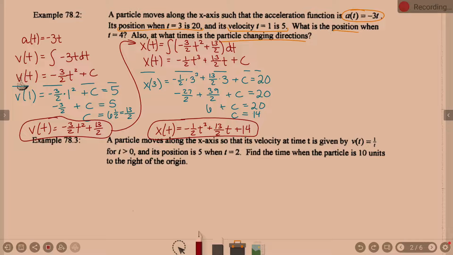Okay. Well, what are you finding first? Position when t is 4. So we're finding x of 4, if I'm not mistaken. So negative 1/2 times 4 cubed plus 13 halves times 4 plus 14.